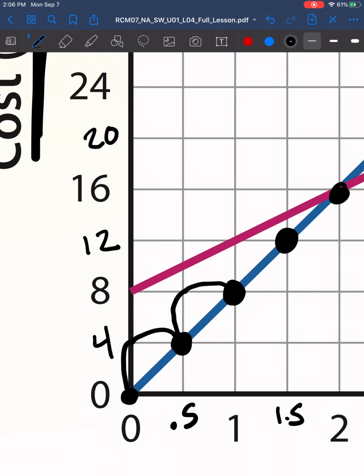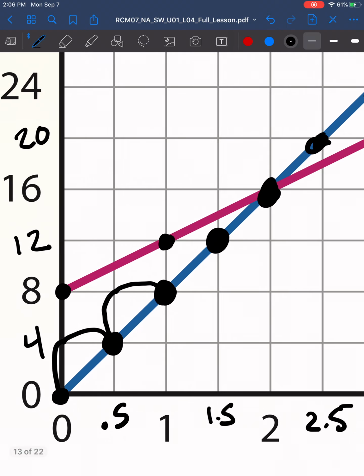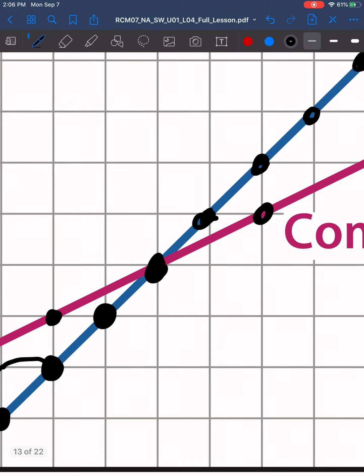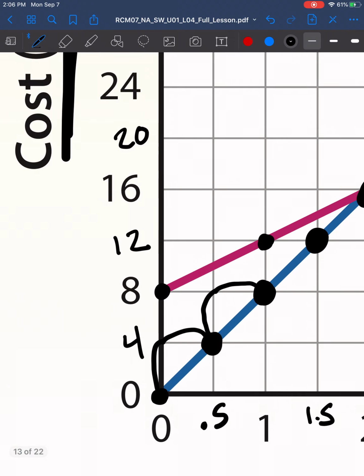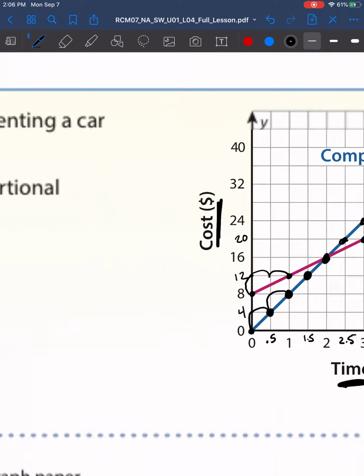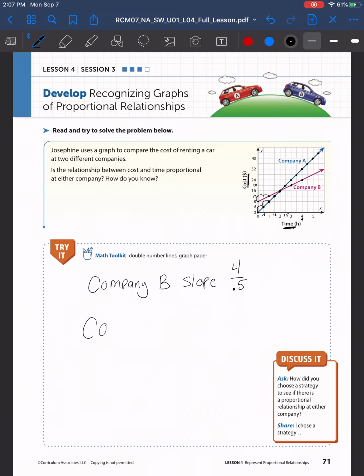Now let's go look at B. B is a little different. B starts at 8. It doesn't start at 0. So let's go find the crosshairs. Here's another crosshair. They share this crosshair. Here's another crosshair. Here's another crosshair. Okay, let's go find this slope. This slope goes up 4 over 1. Oops. I see a small spot that I made a mistake. This should be company A.